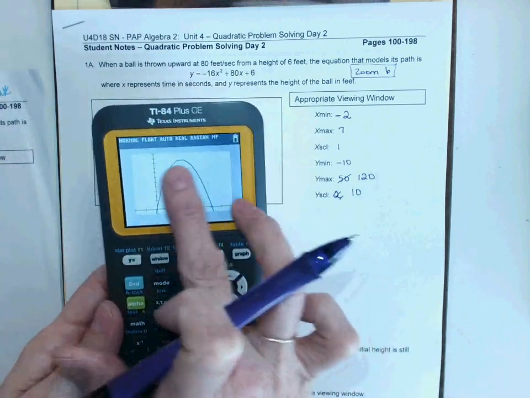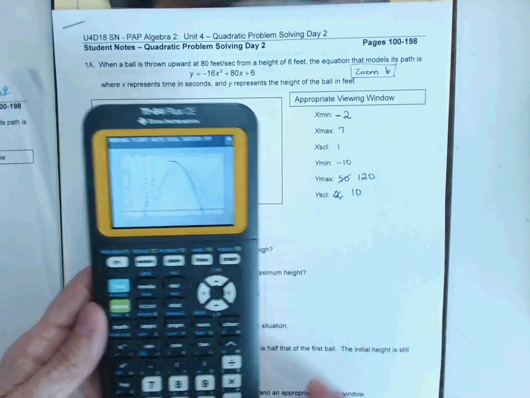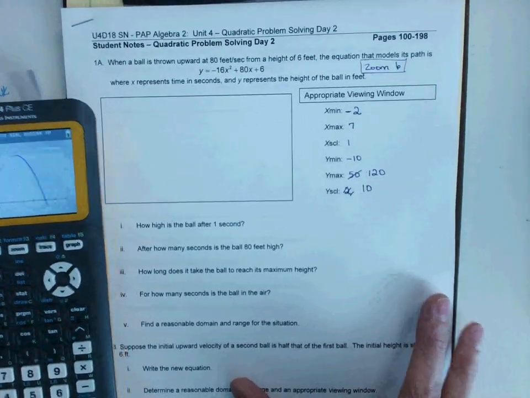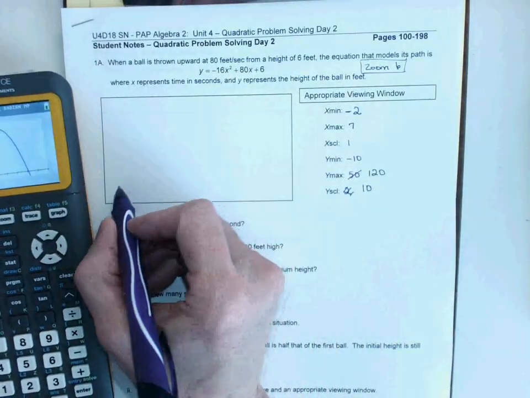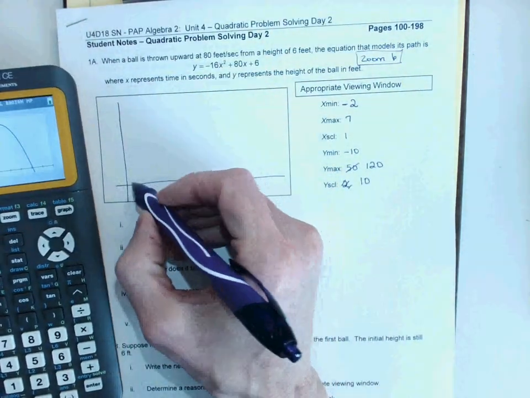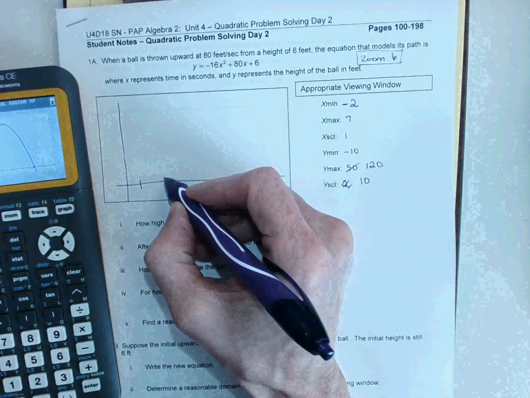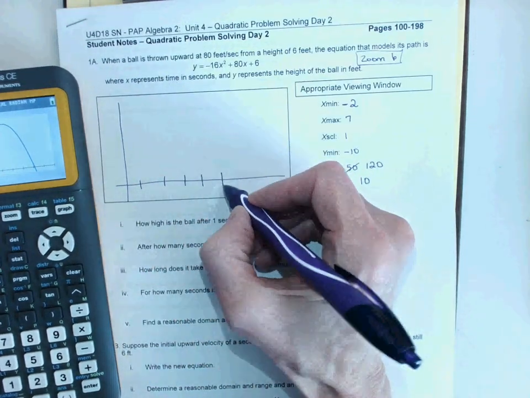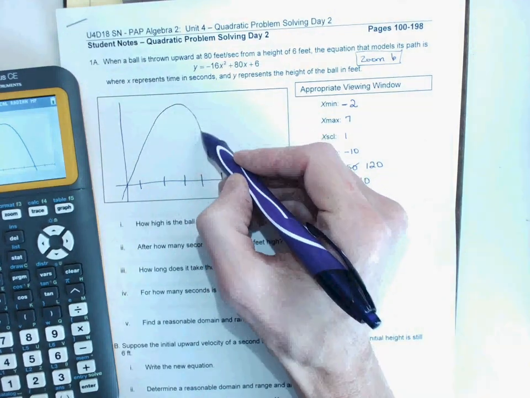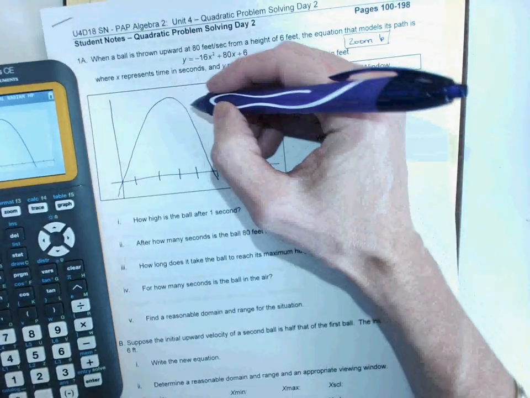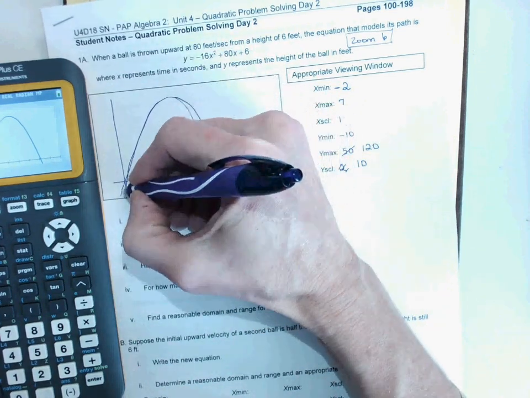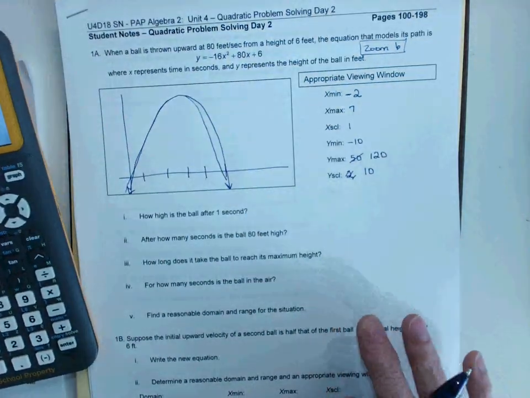Okay, so now once you get a great viewing window and you're happy with that, use this space here to kind of sketch it. I'm going to do 1, 2, 3, 4, 5. It doesn't have to be perfect, just kind of a sketch. Okay, that's terrible. Hopefully yours looks a little better if you're using pencil. Yeah, that's really bad.